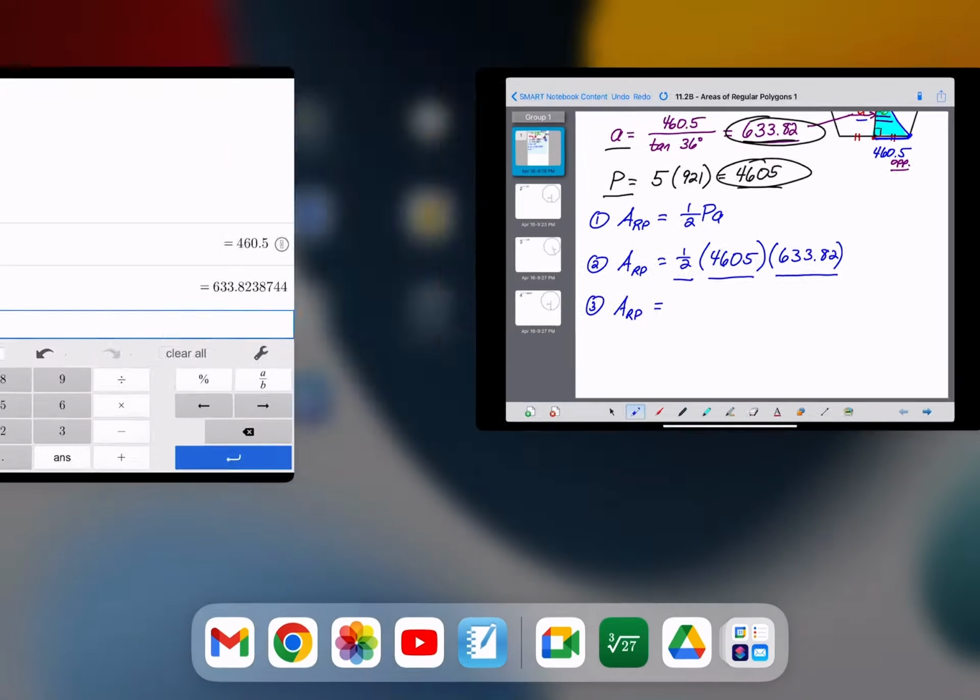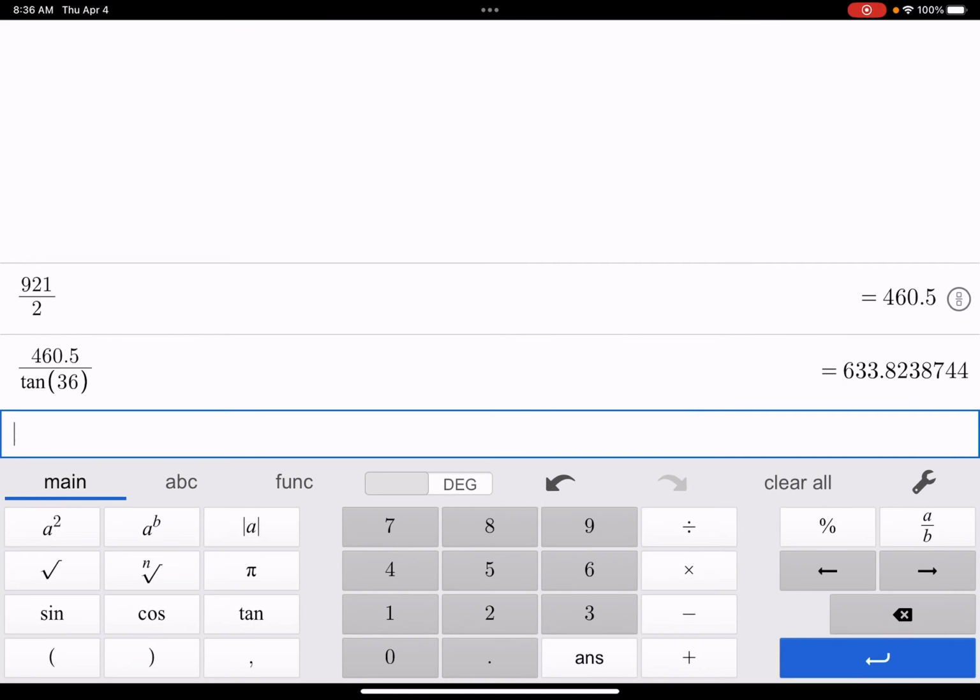Let me show you what I mean. So I'm going to go to my calculator, and without hitting clear, I'm going to type in the 1/2, probably easier just to put that in as a 0.5, multiplied by our perimeter, which is 4,605. And then when we go to multiply that by the apothem, what I want you guys to do on your calculators is hit the up arrow one time and then hit enter.